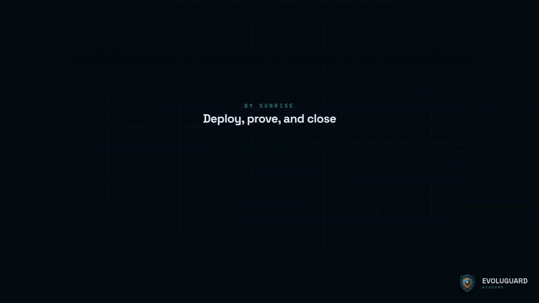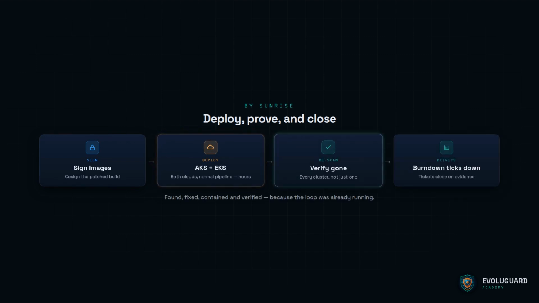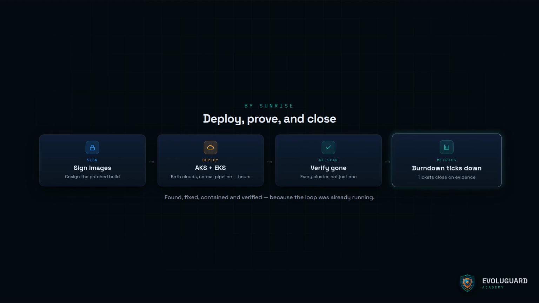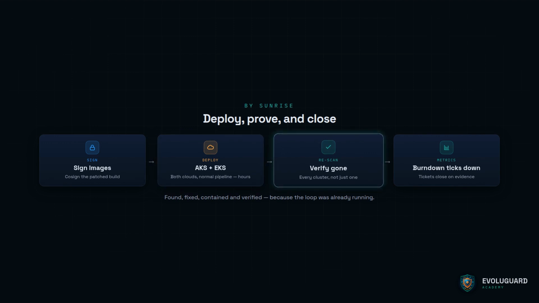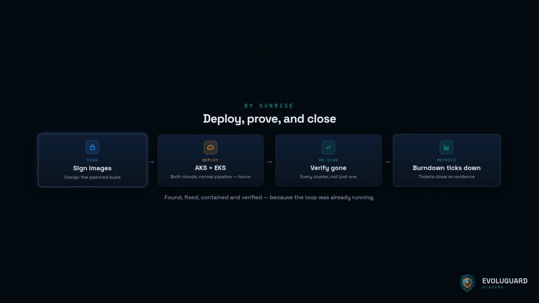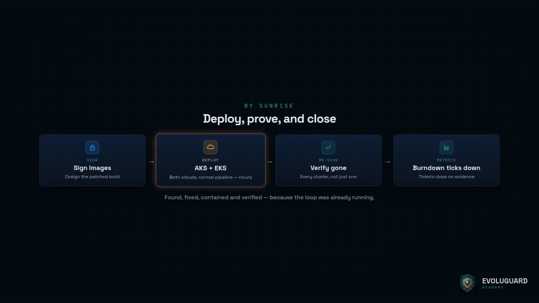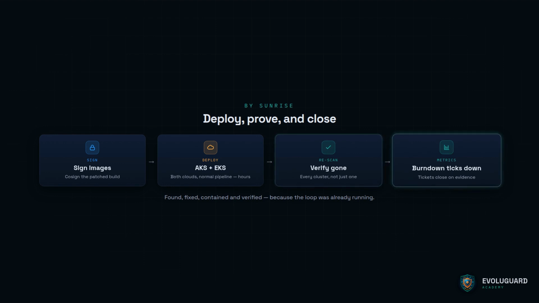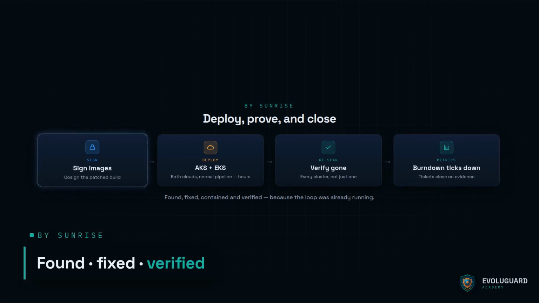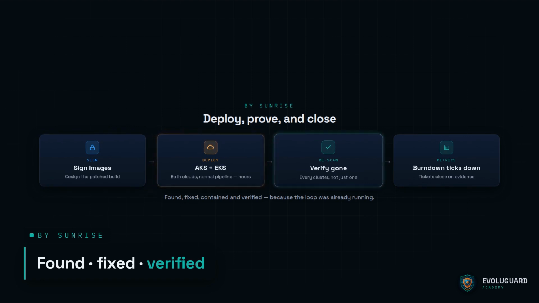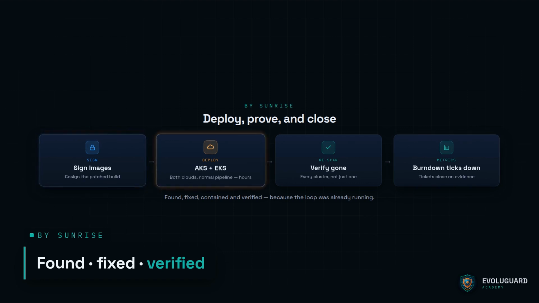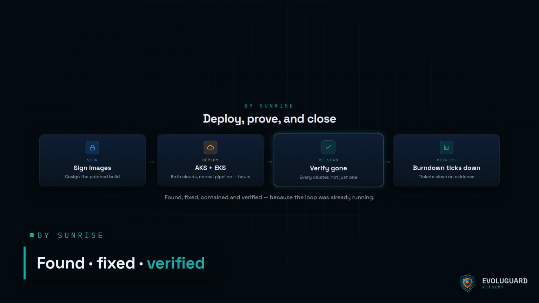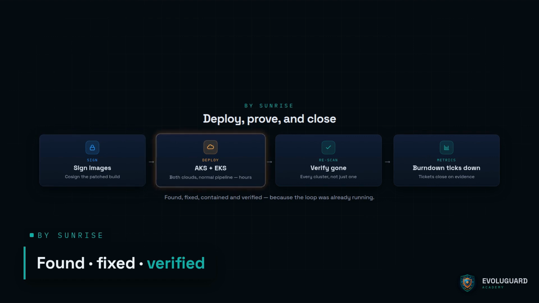Step 5. Verify and close. The patched images are signed, deployed across both clouds through the normal pipeline. Hours, not change control weeks. Then we prove it. Rescan both services and confirm the finding is genuinely gone, in every cluster, not just one. The ticket closes on evidence. The risk burn down chart ticks down. And by sunrise, while a lot of companies are just discovering they were affected, ours has already found it, fixed it, contained it, and verified it, because we didn't react to a crisis. We ran a loop that was already running. That is what a program buys you.